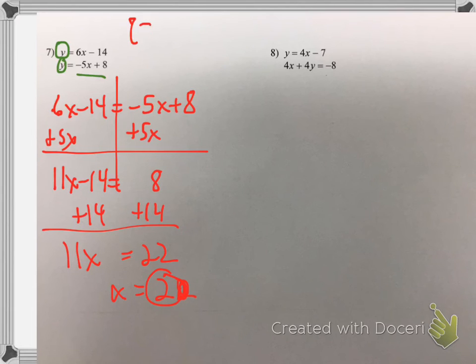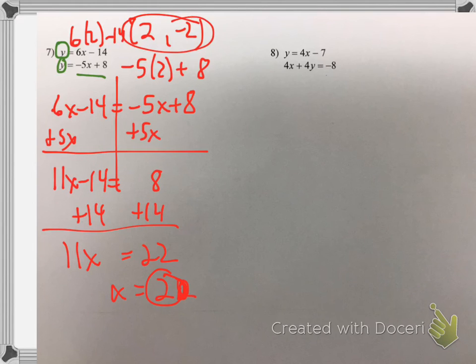Go back up here. Either one of them. Plug in 2 for x. 6 times 2 minus 14, that's negative 2. Negative 5 times 2 plus 8, also negative 2. So (2, -2). Number 8.